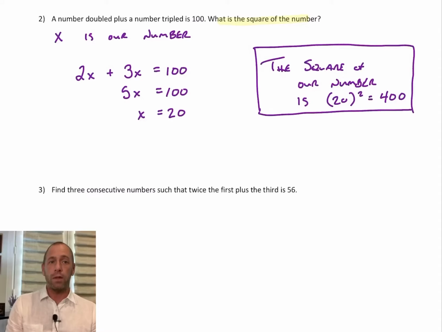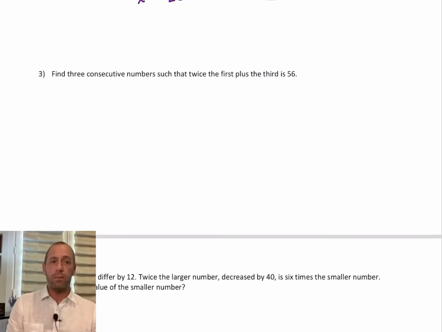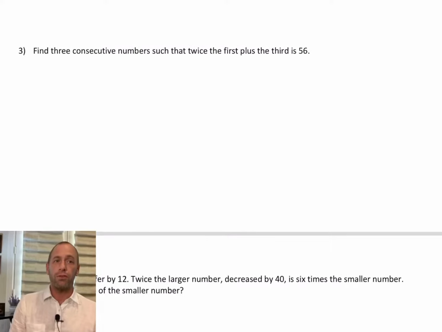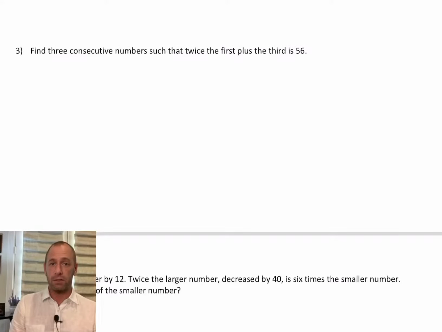Number 3, find 3 consecutive numbers such that twice the first plus the third is 56. Before we attempt this problem, you have to know what a consecutive number is. Consecutive numbers could be 8, 9, 10, 15, 16, 17, 10, 11, 12, but they could also be negative numbers. Negative 5, negative 4, negative 3, or negative 10, negative 9, negative 8. The problem is we don't know where our sequence starts.